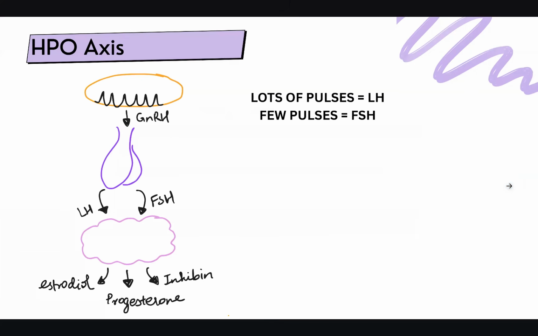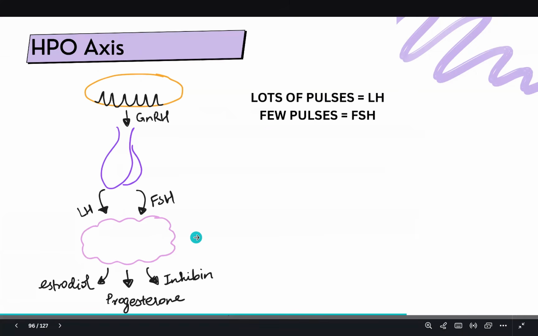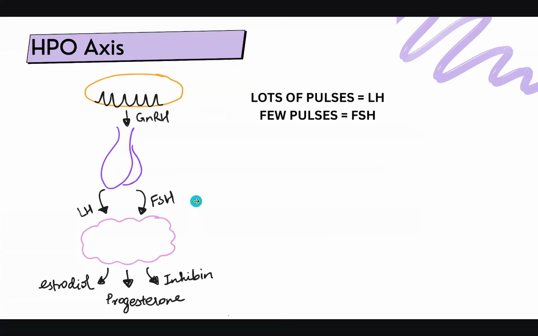Bismillah. Okay, so first let's talk about the HPO axis, which is the hypothalamus, pituitary, and ovarian axis. I hope you guys are not fed up with all my diagrams. All right, let's start. So first of all, for this axis, if you know the axis really well, all your questions, you can get them right. Just know this axis and it'll be fine, inshallah.